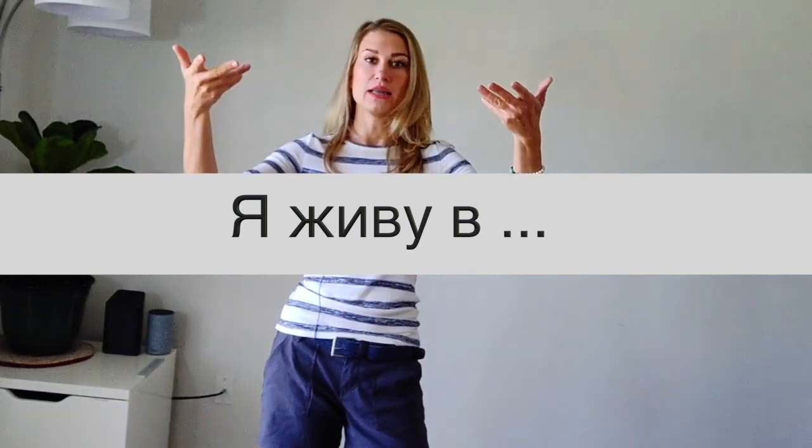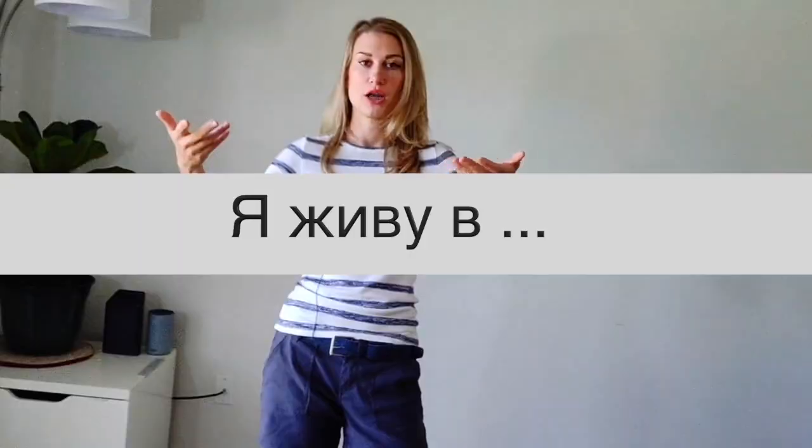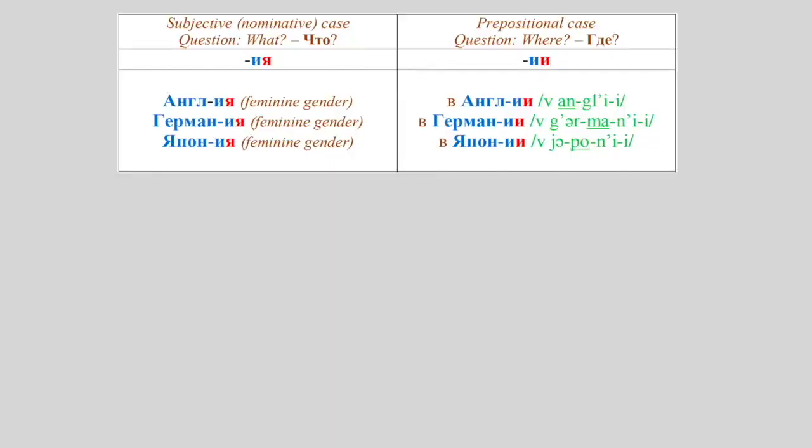So if we ask the question where, like where do you live? And you want to say, I live in America, I live in Польша, and so on. It will sound like this. Я живу в, and then the name of the country. So let's look how the ending «ия» will change. Я живу в Англии, я живу в России, я живу в Германии, я живу в Японии.